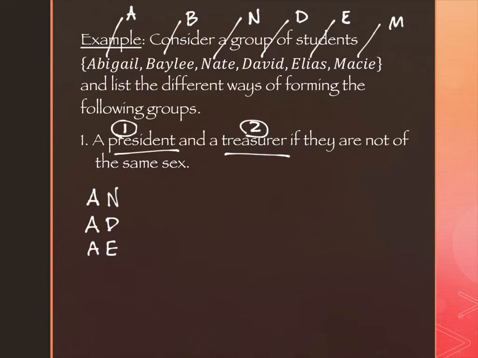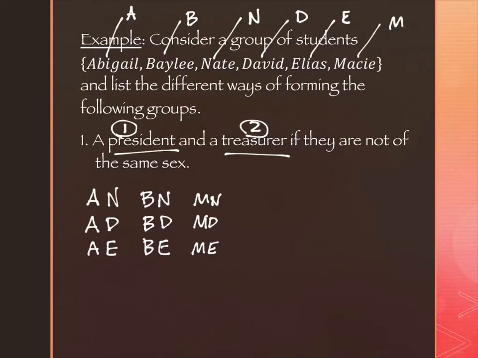Okay, so this is one option. But maybe I don't have Abigail for president. Maybe instead I have Bailey for president. And if I put Bailey as president, who are the people that she could be working alongside? Nate, David, Elias. So it looks much the same, correct? But then maybe I don't have Bailey as president. Maybe I have Macy. She's our last young lady. So Macy with Nate, Macy with David, or Macy with Elias.